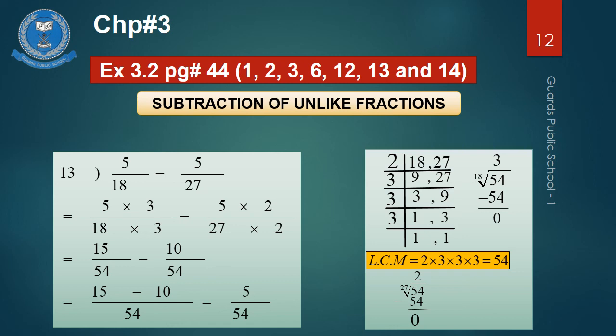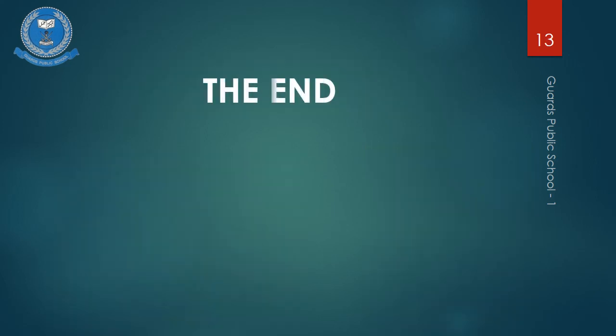Yes, now it is also a like fraction and it is very easy to subtract like fractions. We just subtract the numerators and the denominator will be the same. So 15 minus 10 is equal to 5 upon 54. And this is your answer. I hope you all understand. Thanks for watching, students.